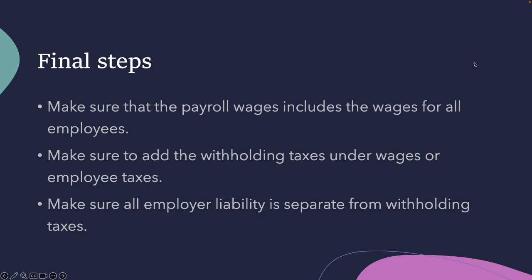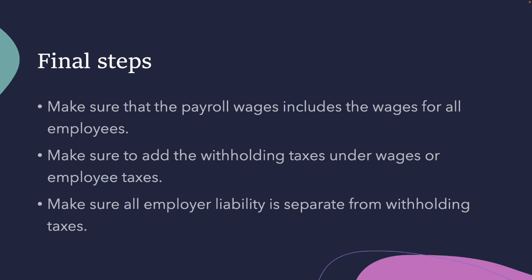All right, final steps here. Make sure that the payroll wages include the wages for all employees. Nobody's missing, and the wages are correct like we talked about. Make sure to add the withholding taxes to an account. You can put it under wages or you can put it under employee taxes, but it has to be employee taxes, okay?